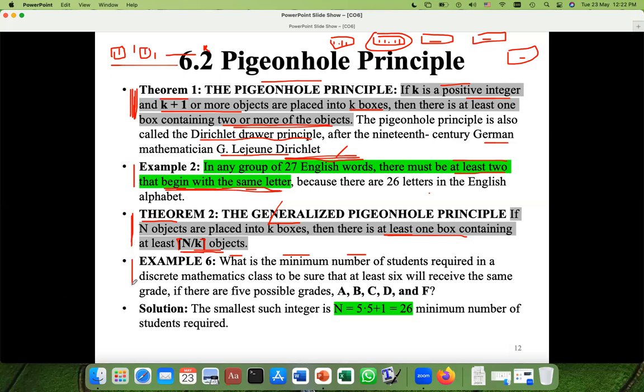Example 6. Here we have the question, and then we have the simple solution. What is the question? What is the minimum number of students?